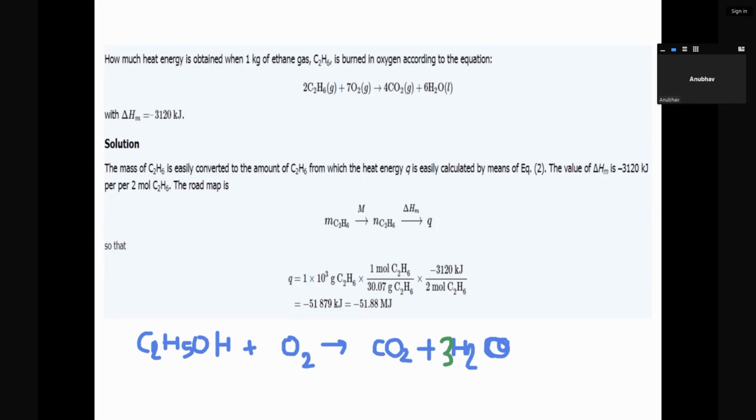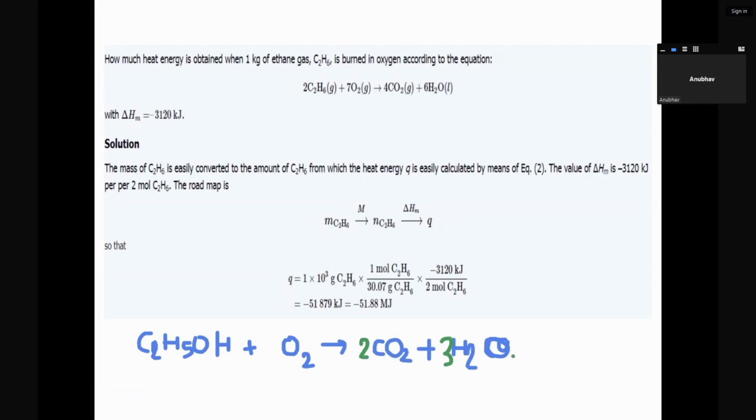So it will have 3 oxygens also. So hydrogen is balanced. So we have 3 oxygen on the right hand side. We have 1 carbon and we have 2 carbons over here. So we'll put 2 over here. So we have now 2 carbons on both sides.